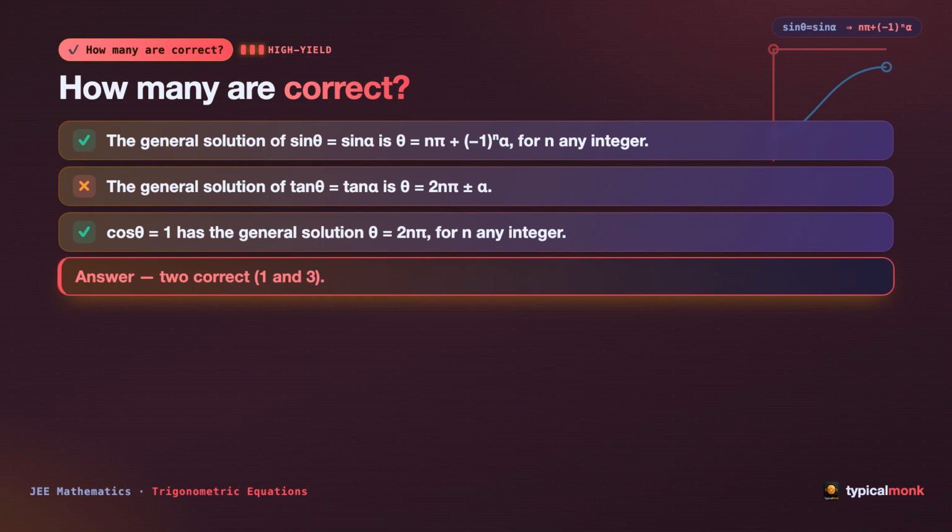Two statements, the first and the third. The sine formula is exactly right, and cosine theta equals 1 truly does give 2n pi. But the second one is false. That formula belongs to cosine, not tangent. Tangent theta equals tangent alpha actually gives n pi plus alpha. Two correct statements, 1 and 3.